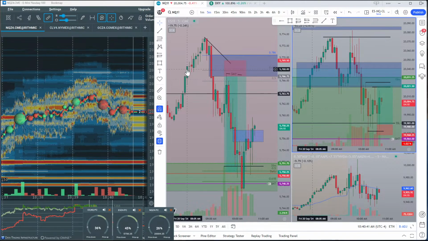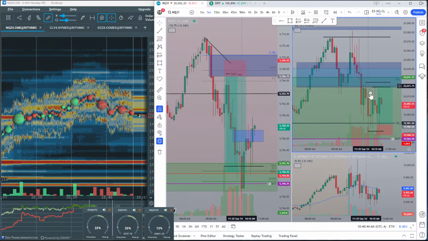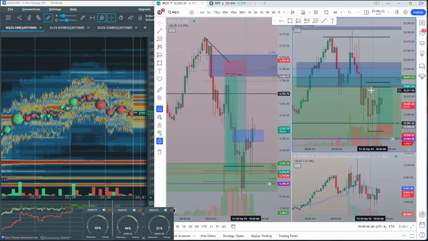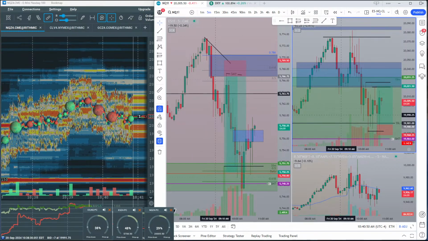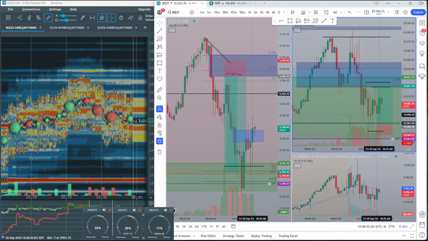I'd rather try to get out at the high of this range. This is the range right now. This is the high of the range. We look to get out at the high of the range, not get in at the high of the range. Well, let's see if we want to break it.